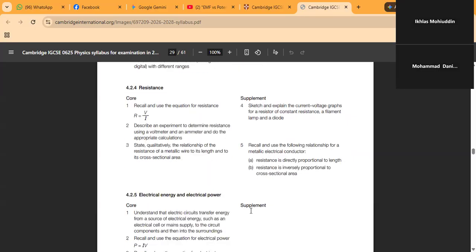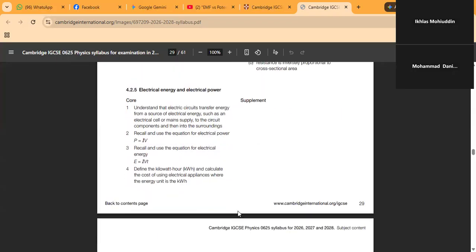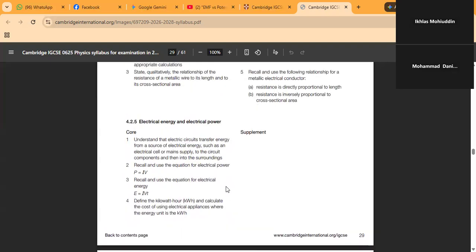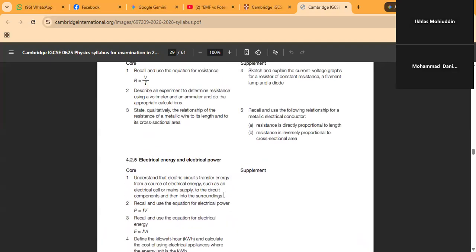And now in tomorrow's class, 4.2.4, we will be discussing resistance. We will be following it step by step, topic to topic. After the completion of this whole section, we will go for topical past paper questions as well. That's all for today.